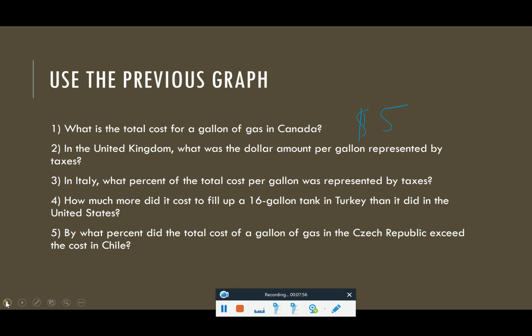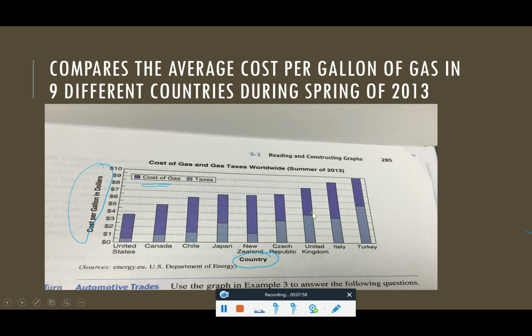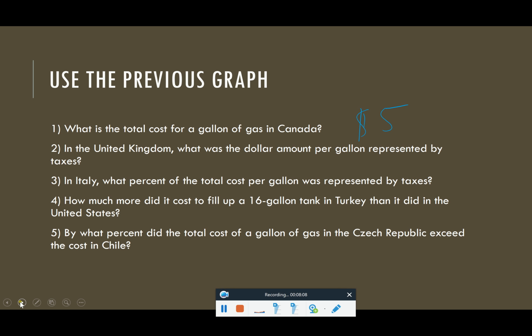In the United Kingdom, what was the dollar amount per gallon represented by taxes? So just taxes. Go to the United Kingdom, we're looking for taxes. How much do they pay? I would say they pay about $4, looks like. It's a lot in taxes. That's why, if you think about it, in Europe a lot of people don't drive.